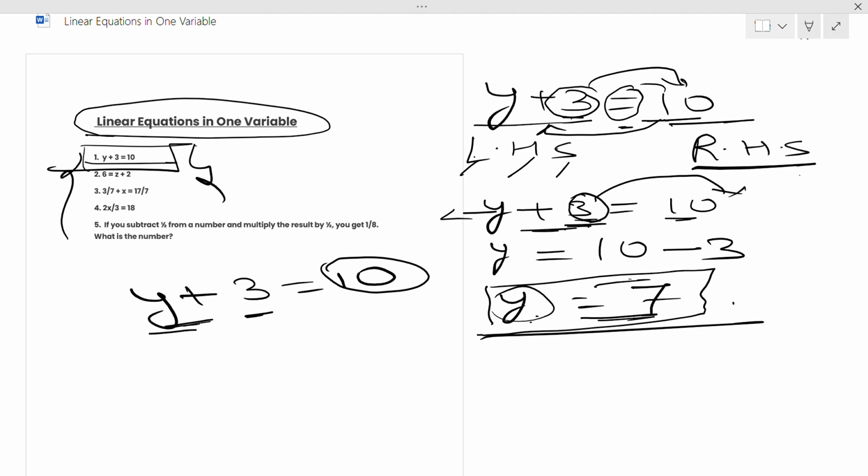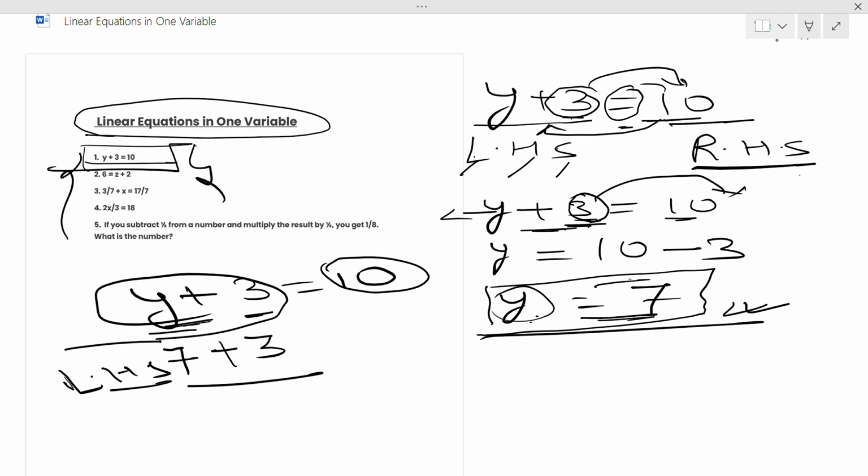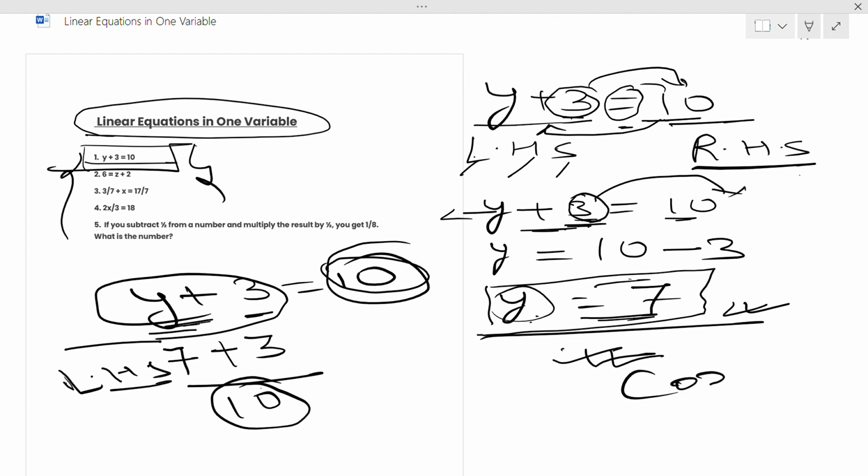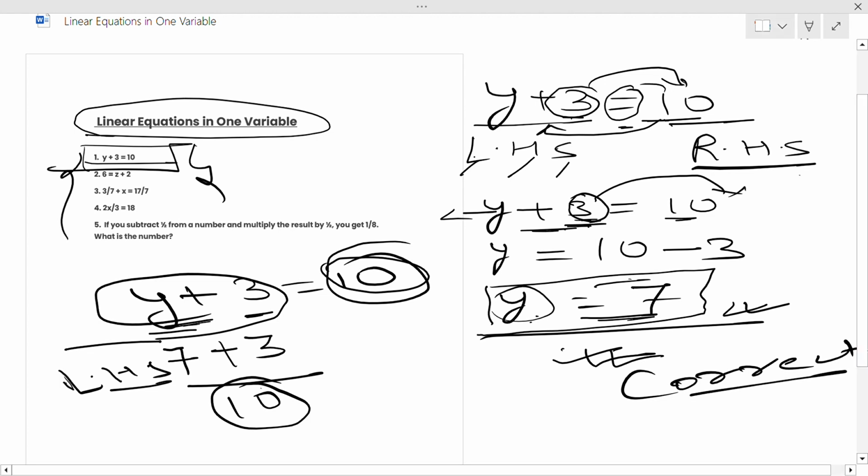If my answer is correct, then if we put the value of y, the 7, and plus 3 in the LHS, that is the left hand side, we will get 10, and it must be equal to the RHS. See, RHS is also 10. It means that our answer is 100% correct. I hope you understand it.